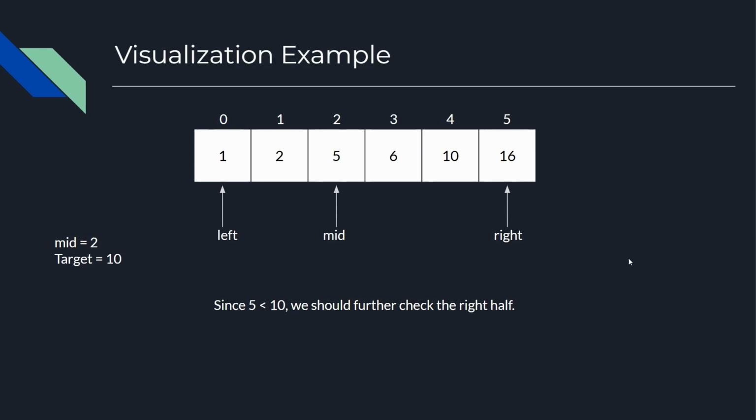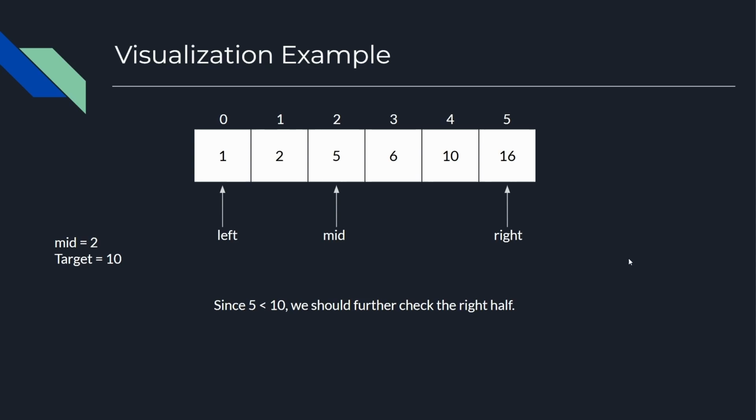Basically, left is the starting point of our search, which initially is the index of the first element in the array. Right is the ending point of our search, which initially is the index of the last element in the array. These two variables tell us the range or the slice of the array that we are currently focusing on. At the beginning of the search, left will be at index 0, and right will be the last index.